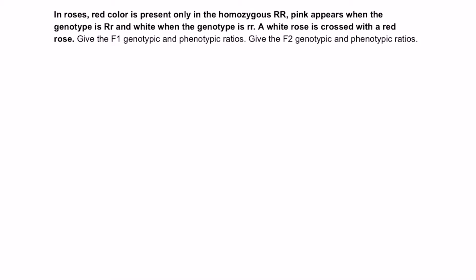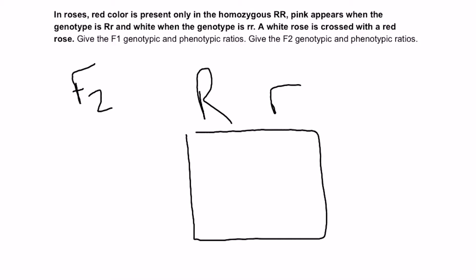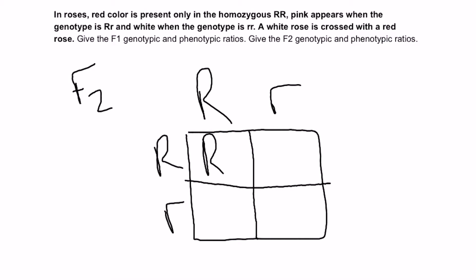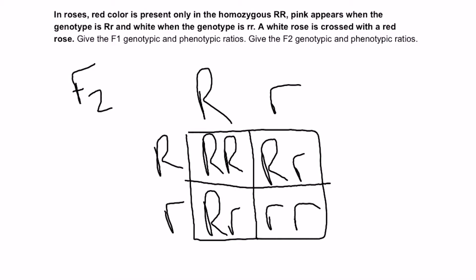For F2, we're going to cross that big R, little r with another big R, little r, and that's going to give us a little bit of a different ratio outcome. So what you see, you're going to have big R together, big R, little r together, another big R, little r together, and then little r together. This is going to give you a 25-50-25.